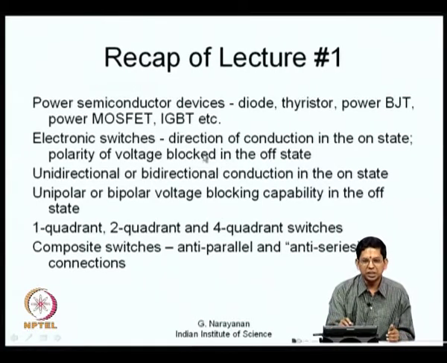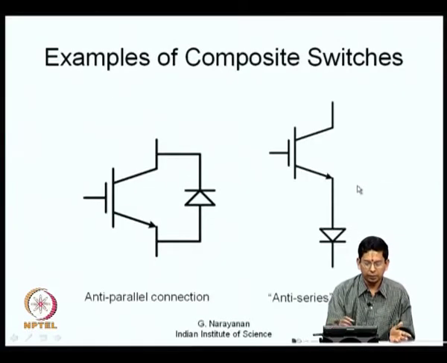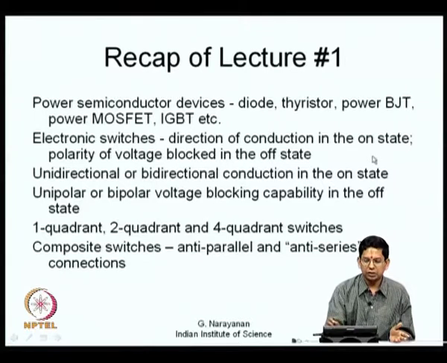So, an electronic switch need not conduct in both directions. When it is in the on state, it conducts, but it could be only in a specific direction. Again, when the switch is in the off state, it may not be able to block voltage of either polarity; it may be able to block voltage of one polarity or the other. When a switch is in the on state, it may be able to conduct in a particular direction, so it is unidirectional conduction, or it may be able to conduct in both directions.